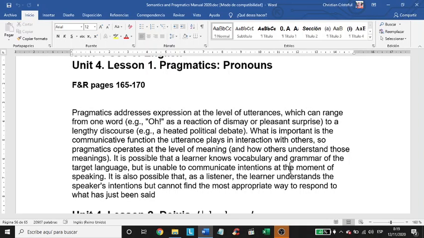Pronouns can be complex. So, Franklin and Rodman, pages 165 to 170, cover the issue of pronouns. I'm leaving you this issue of pronouns so that you can read and find it yourself. I will not explain pronouns since it is super easy to get. So do not worry about that.